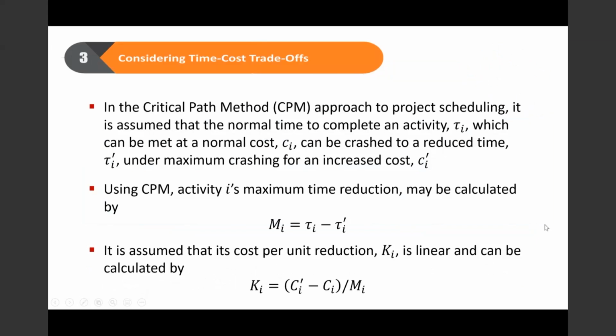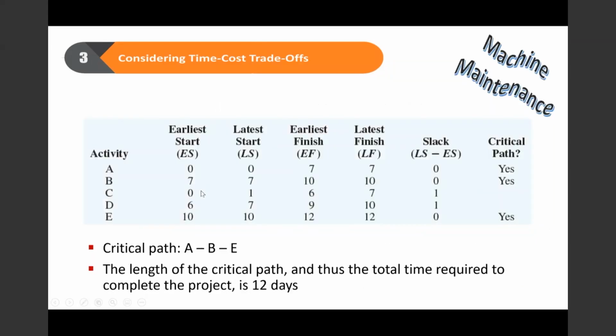So here, you can go through that, but here given in this table, activities A, B, and E are your critical activities, so they are your critical path. And the length of the activities, if we look at the earliest finish time and latest finish time, is 12 days. Here we are dealing with days, so this is 12 days.